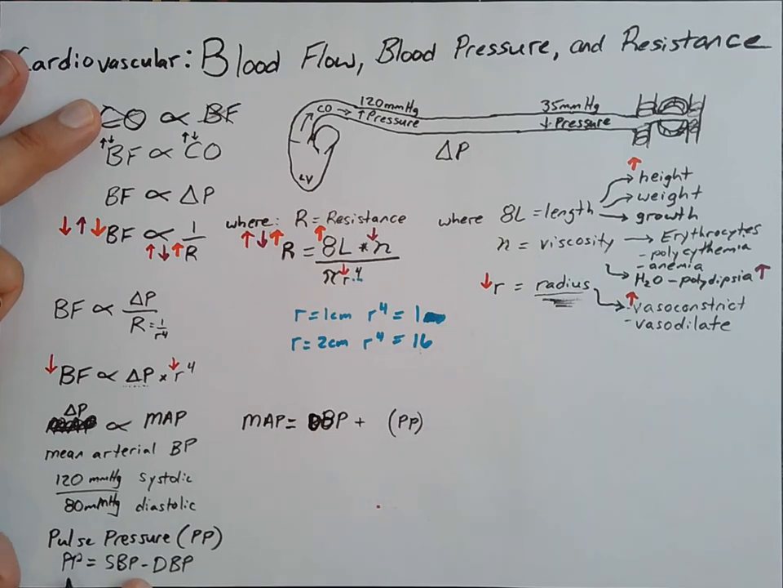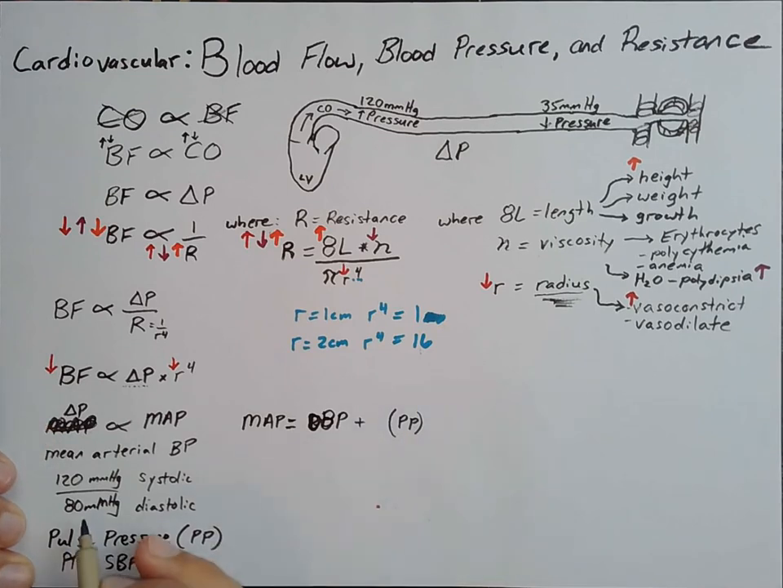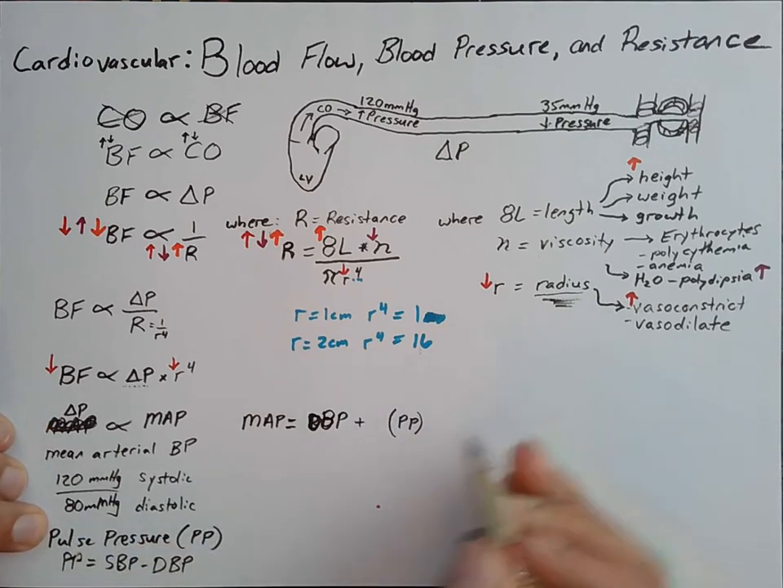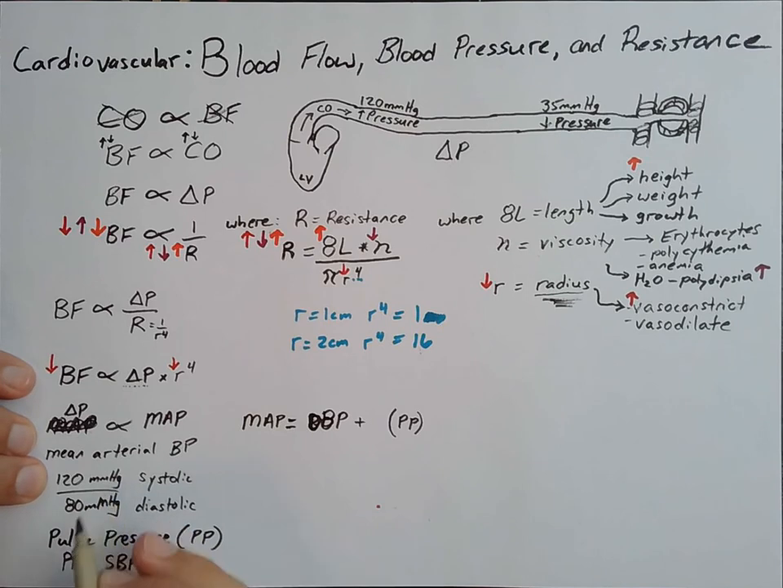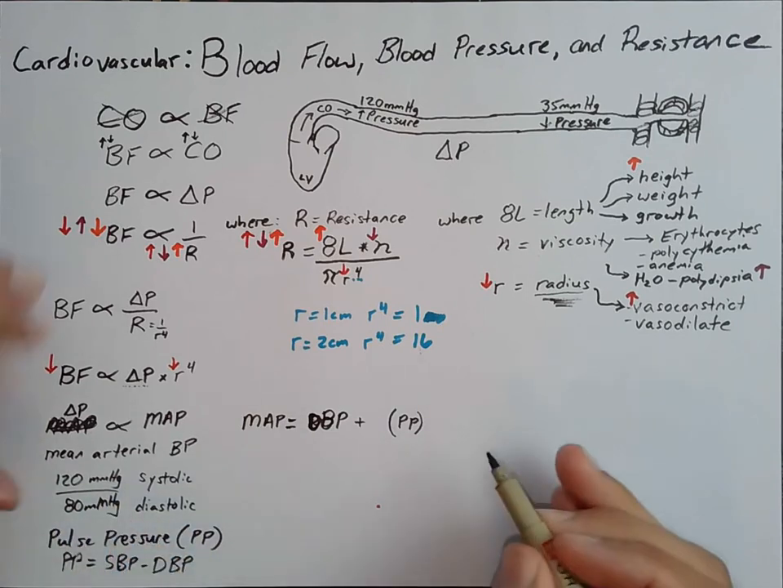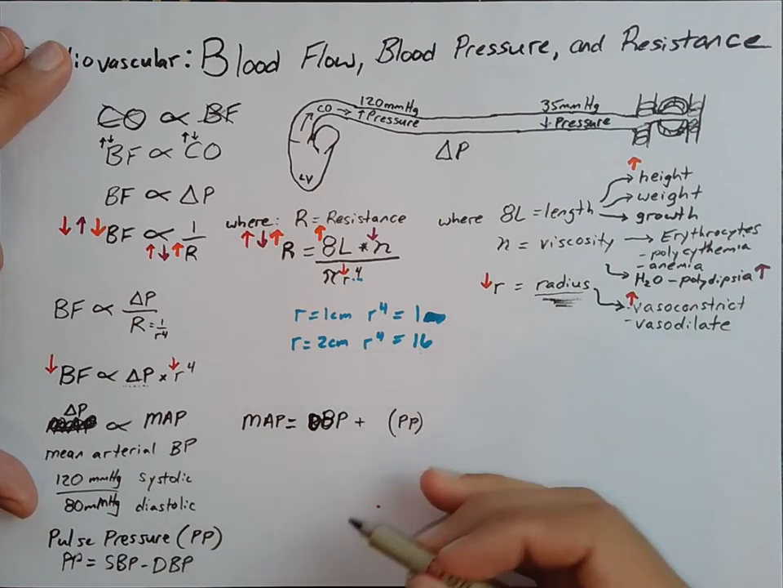But what did we find out pulse pressure is? It's systolic blood pressure minus diastolic blood pressure. So that would be 40 millimeters of mercury. We don't want to add 40 millimeters of mercury back to 80 because that would just get us back to 120 millimeters of mercury. We know that it doesn't stay at 120 millimeters of mercury all the time. Mean arterial blood pressure is somewhere in between.